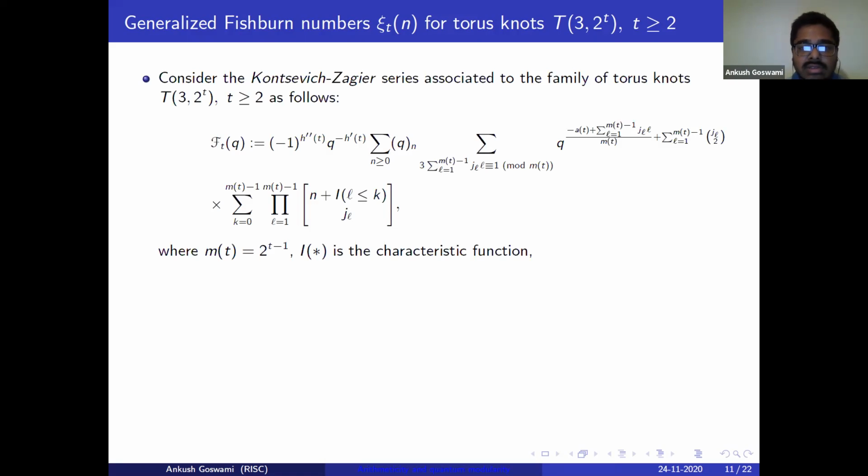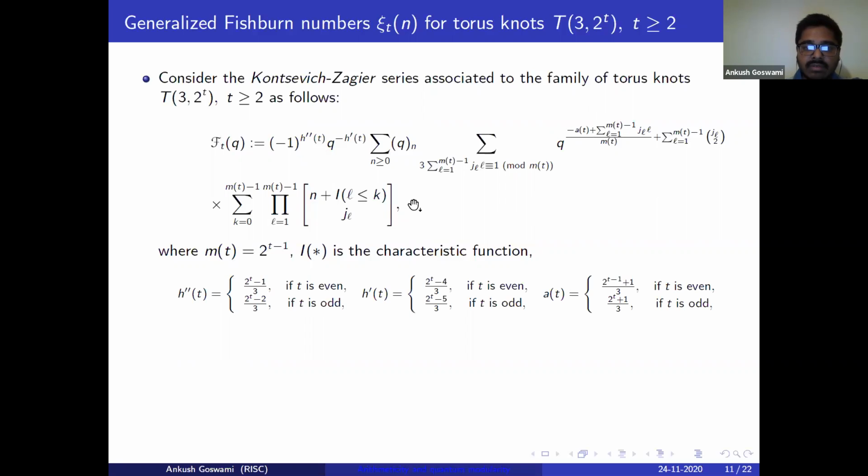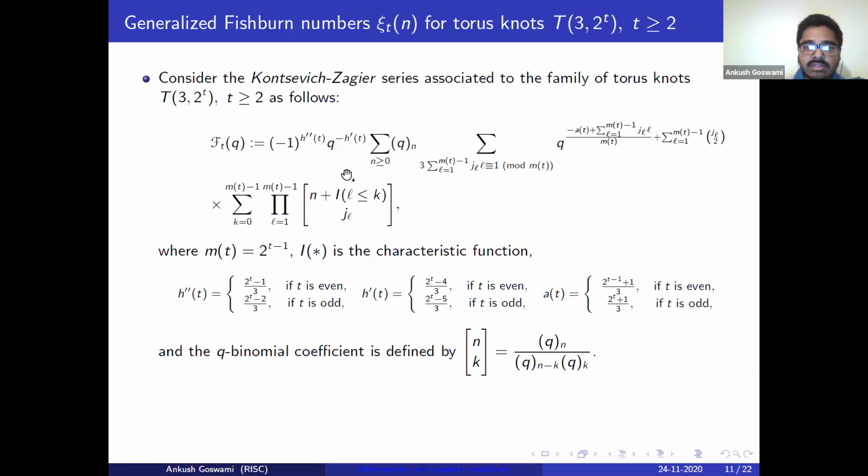I'll just tell you what these things are: h double prime t, h prime t, m_t, and the I. So m_t is basically 2^t minus 1. I star is the characteristic function, and this h prime, h double prime, and a of t that you have here are defined through this piecewise definition for t even and t odd. And then you have the q-binomial coefficient, which is defined as usual by this ratio.